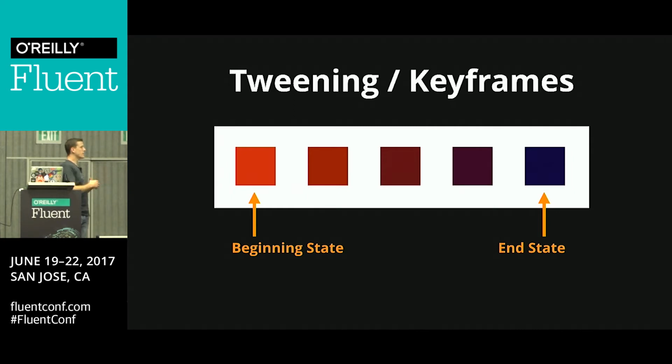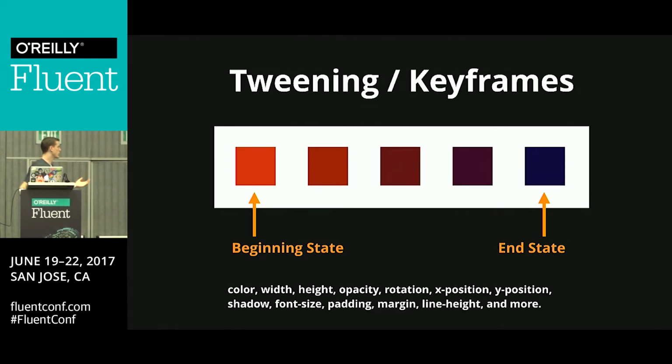Any animation library that does that is using this tweening or keyframe-based approach. And color is one thing that you can tween, but it's not just for color. You can do it for width and height and opacity and basically any CSS property that has a number on it.